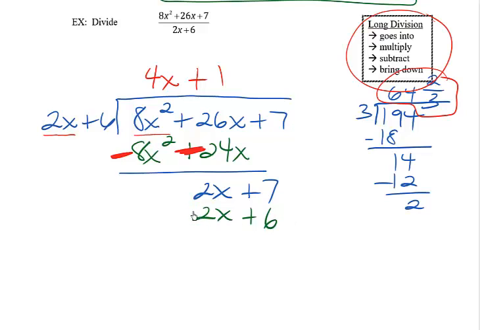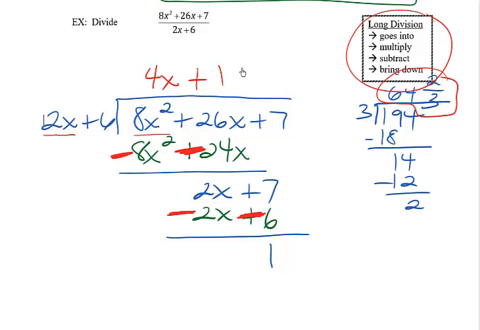Change all the signs. Whatever the signs were, change them to the opposite here. That makes these both minuses. And then when I actually do the subtraction, these guys disappear. I have positive 7 take away 6, which is positive 1. I don't have anything left to bring down. That means the 1 is my remainder.